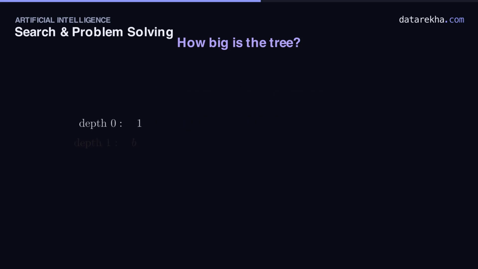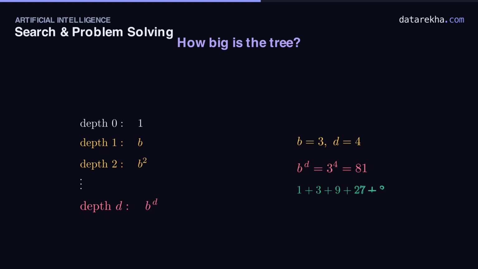Count the nodes level by level. The root is one node. It has B children. Each of those has B children. That's B squared. Keep going. And the number of nodes at depth D is on the order of B to the D. That little exponent is the whole story. It means the work grows exponentially with depth.